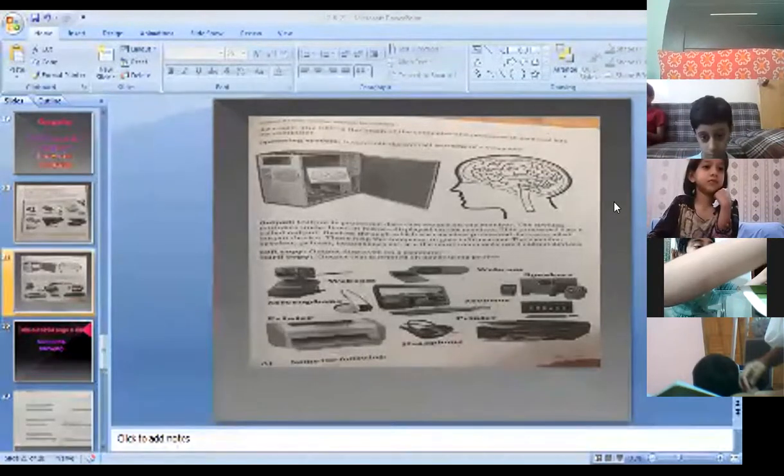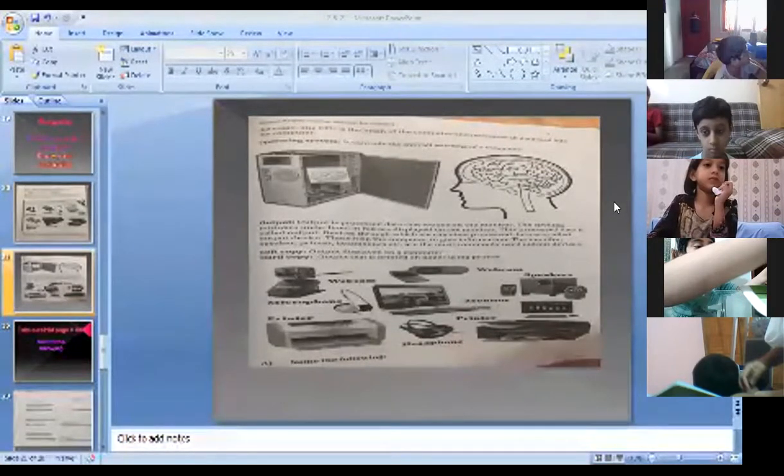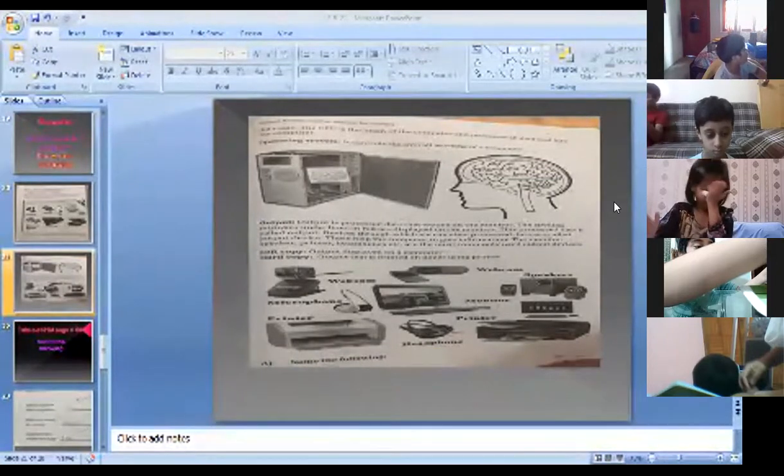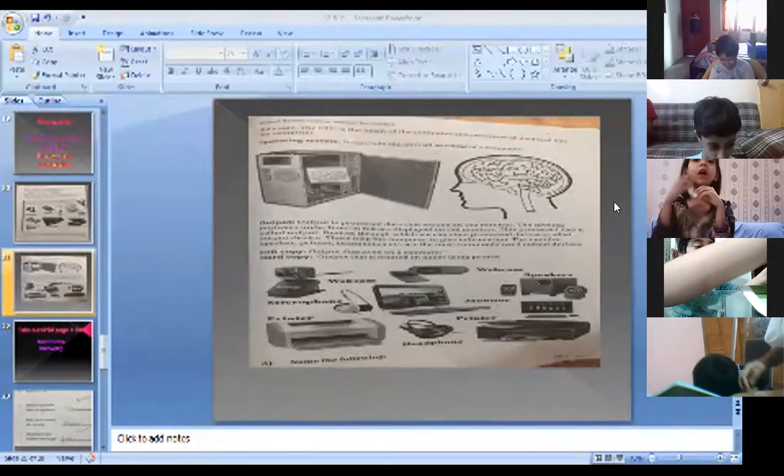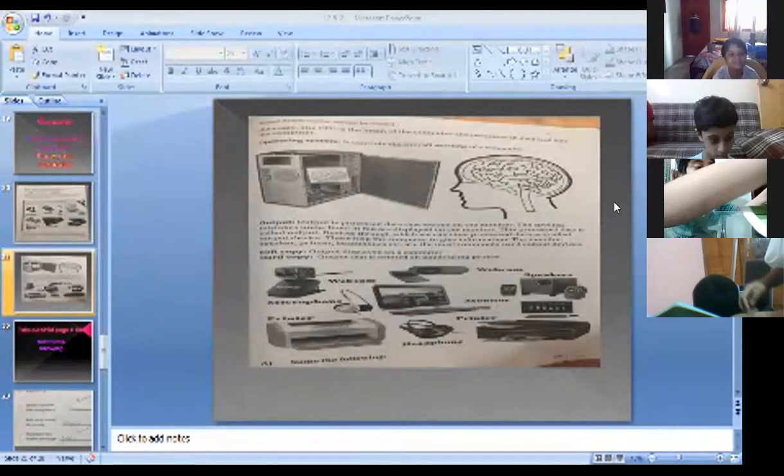Hanya, unmute yourself and tell me the spelling of monitor. Yes, Hanya. M-O-N-I-T-O-R. Monitor. Very good, Hanya. Excellent. Good job. Clap for Hanya, everyone.